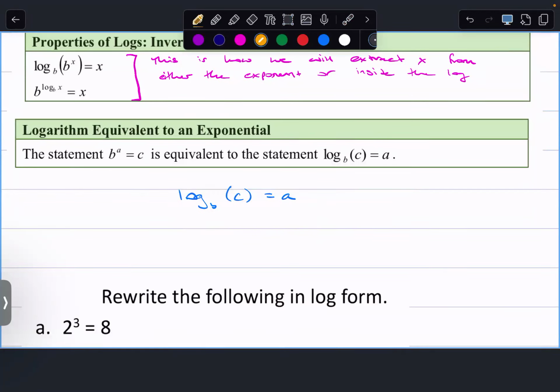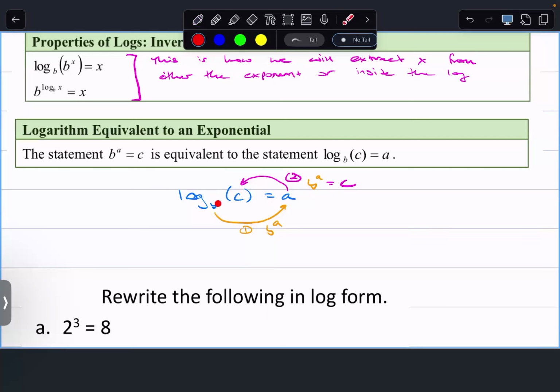Is c still representing the c in the other equation? No, it's a new c. b to the power of a is equal to c. And so here, the steps are like this. Step number 1, b to the power of a, and then is equal to c.